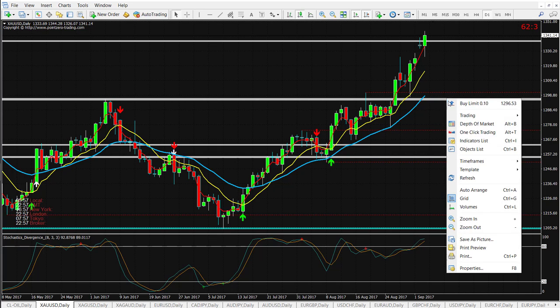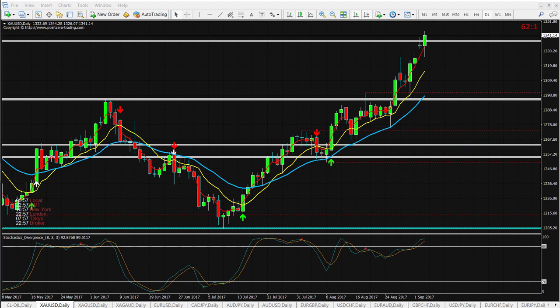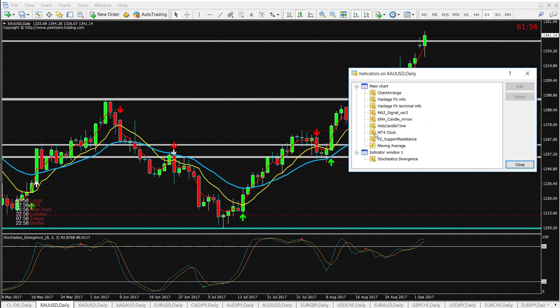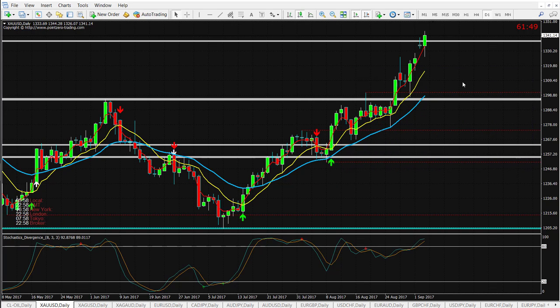That's the indicator. Let me show you my indicator list. Actual name is this one, PZ underline support resistance. That's the indicator name. It's one of the most beautiful ones I've ever tested.